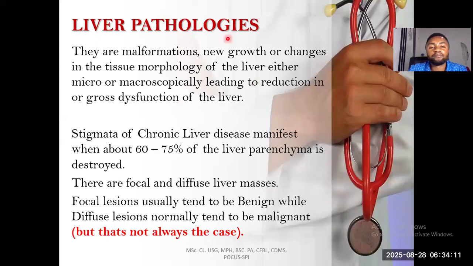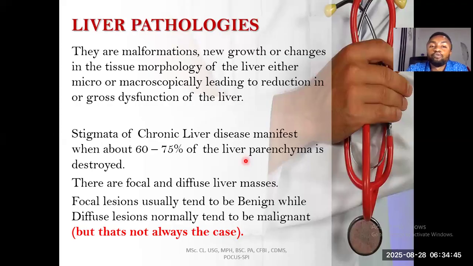Liver pathologies. They are malformations, new growth or changes in the tissue morphology of the liver, either micro or macroscopically, leading to reduction in or gross dysfunction of the liver. That's the definition. But you know how I set my questions. I wouldn't ask you what is. So I can bring this definition, but I'll bring a dash inside, for you to put the words there.